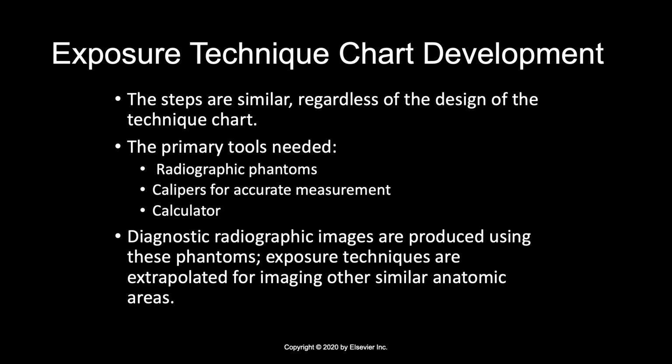Once we take diagnostic images using the phantom, the exposure techniques can be taken from that, mathematically estimated, and used for the imaging of other similar anatomic areas. A critical component in technique chart development is to determine the minimum KVP that adequately penetrates the anatomic part to be radiographed. One method available is to use the concept of comparative anatomy.